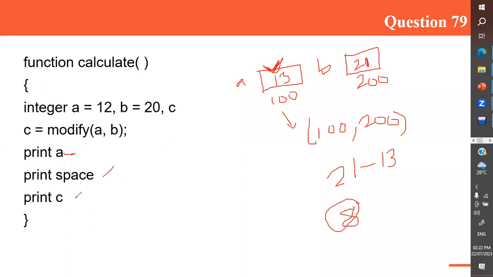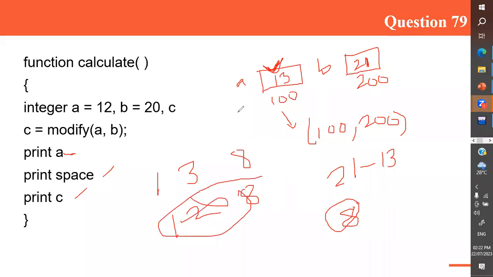And then space and then C. So what is the answer? 13, 8. If it was pass by value, the answer would have been 12, 8. As it is because of pass by reference, the answer is 13, 8. Understood? Is it clear? I hope you understood that. Yeah, once again, very simple.